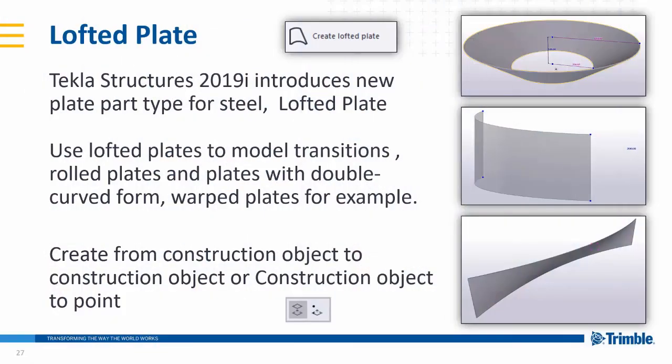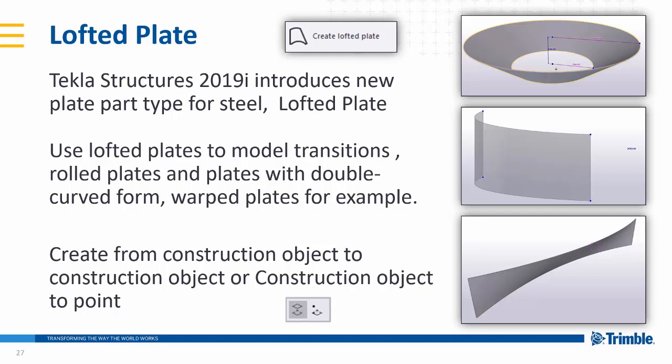The most important thing for me in 2019 is what we've termed the Lofted Plate. It's a new plate part type for steel. It's got many different options. It allows you to do transitions from circle to circle, do real twisted plates. Actually, I'm going to go into all these in depth in a moment.